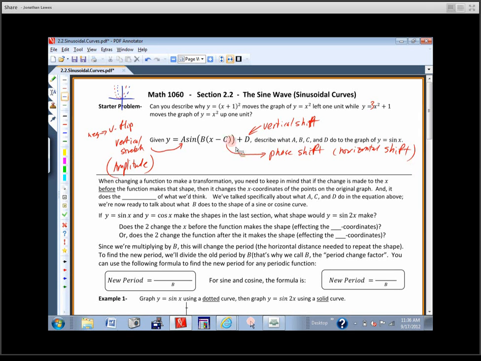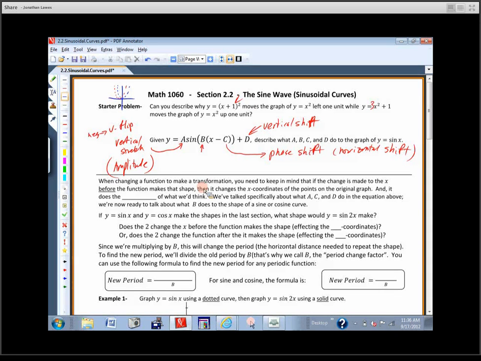Now, there's one thing you do have to remember about the phase shift. It does the opposite of what you'd think, just like this does. Okay, I suppose you could call that a phase shift. It moves it left when you'd think it moves it to the right, so it does the opposite. And then we're going to talk today, I mean, we already know what those three things do.